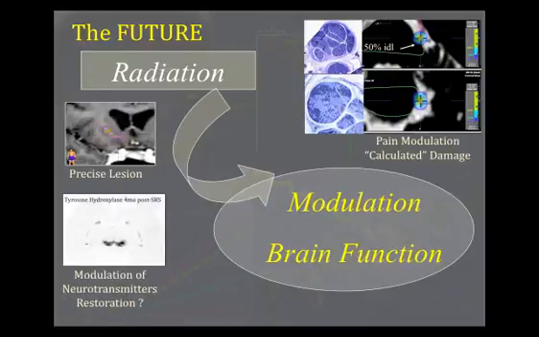And finally, can we use low doses of radiation to modulate neurotransmitters in the brain? Is that going to be a restorative application, or is it going to be a transient increase or a palliative increase of neurotransmitters? We don't know, but even if it's transient, it's something that's worth pursuing.